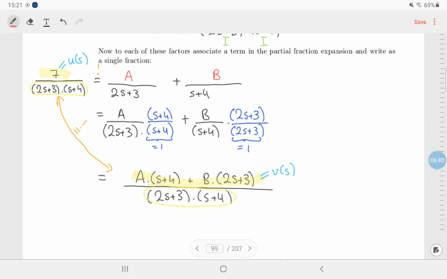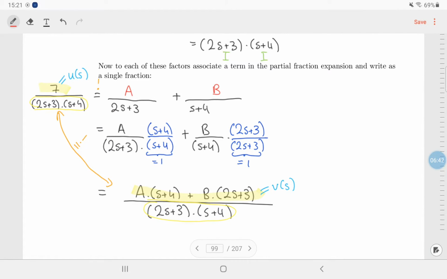Okay, so what we have to do on the next page is set these two things equal to each other, and we're going to do method A, which means we're going to plug in values of S into both sides of this, and there are clever ways to do that. And what we want to do is find A and B.